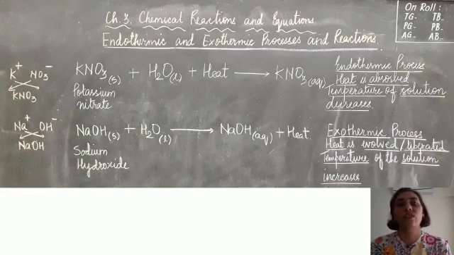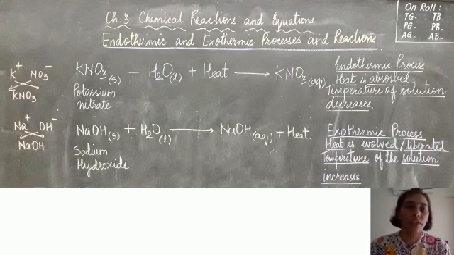Children, let us now start with another type of reactions. The names are endothermic reaction or process and exothermic reaction or process. Now, in this type of reaction, say endothermic, the word endo we have studied. Endo means inside. And the word thermic is associated with thermal energy, that is heat. So when heat is absorbed in any chemical reaction, then it is called an endothermic reaction.